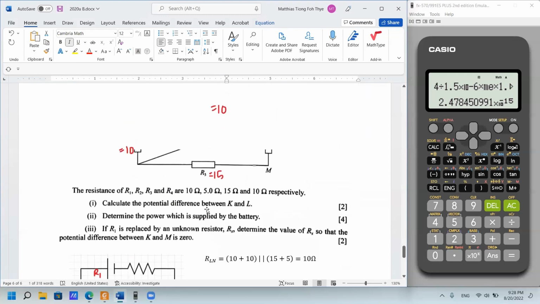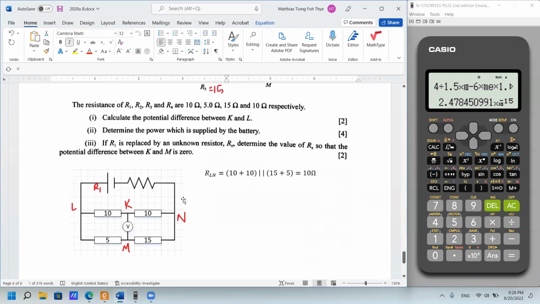What we can do is treat the circuit above as something like this. To calculate the potential difference between K and L, we can find out the voltage between L and N. To do that, we need the effective resistance between L and N: the 10 and 10 are in series, and then 5 and 15 are in series, and then both of them are connected in parallel. So the calculation is here, and you should get the value of 10 ohm.